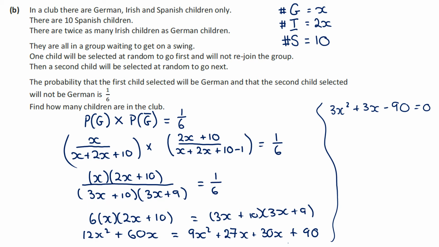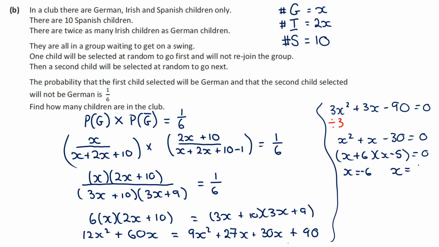So we have a quadratic. I'm going to divide across by 3 just to simplify the quadratic, and we get x squared plus x minus 30 equals 0. If you're going to use the guide number, we should be able to come up with the brackets here. It's going to be plus 6 or minus 5. So the answer is x equals minus 6 or x equals 5. Now remember, x represented the number of German students. It cannot be minus 6. Therefore my answer is x equals 5.